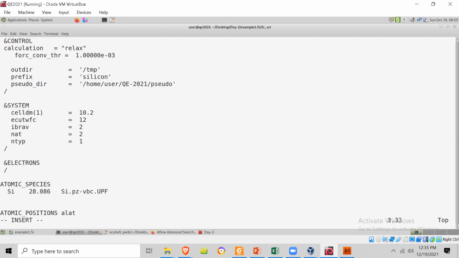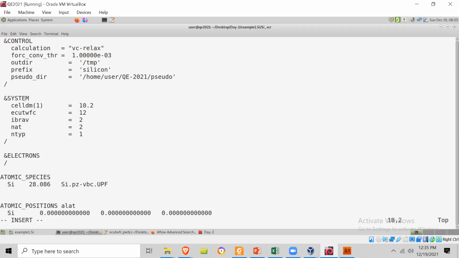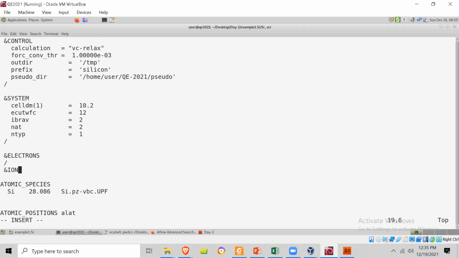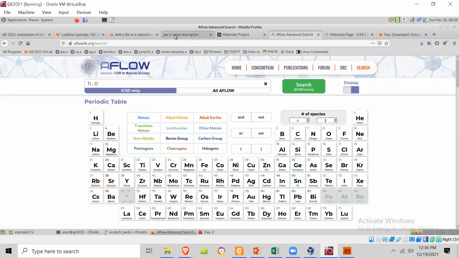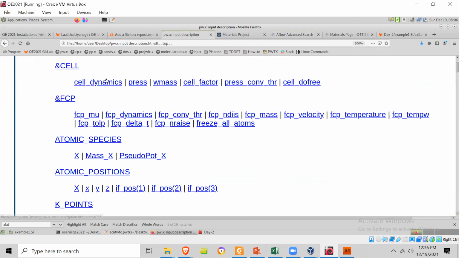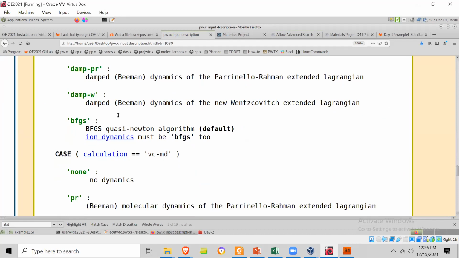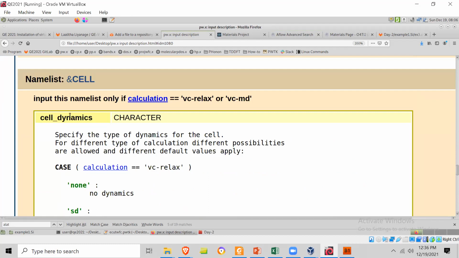So we can do VC relax. That's variable cell, so it varies the cell. That's why it's called VC relax. Here, the problem is now you have to specify the other two cards. Even if you don't specify anything, you have to write them. So you have to say ion dynamics, that's how the ions will move inside the box. And then you have to say cell dynamics, which is how the cell parameters will be changed to minimize the energy. You don't have to put anything, but normally we put the algorithm that you want to use in these systems. So if you go back here, you can specify the calculation, and then you can specify BFGS, damp or whatever to the cell dynamics part.